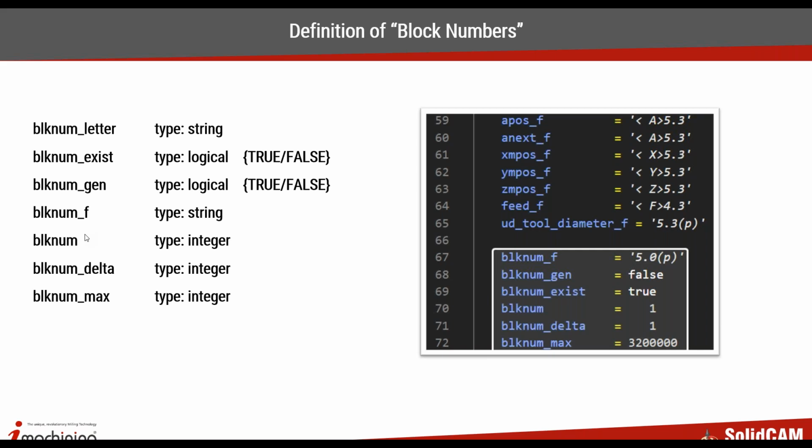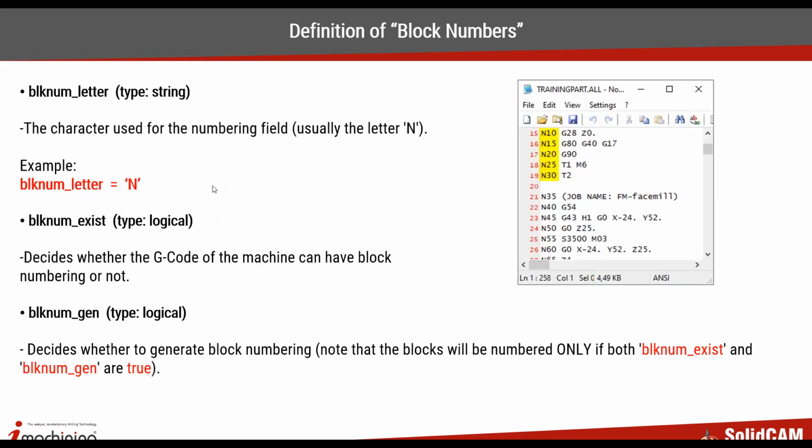Block number delta defines the step between two block numbers. So here, if the block number is 1, and block number delta is also 1, it will count 1, 2, 3, 4. And the block number max is the maximum number that can be reached. If you exceed it, you will get an error while generating Gcode. Now let's go through the examples of this.